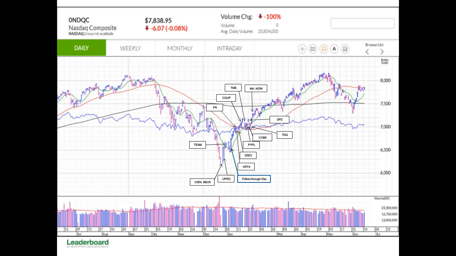And again, not only was the follow-through day picture perfect in terms of the percentage gain and when it happened in the rally attempt, but a lot of great stocks were coming out of bases, which is just what you'd expect after a follow-through day.